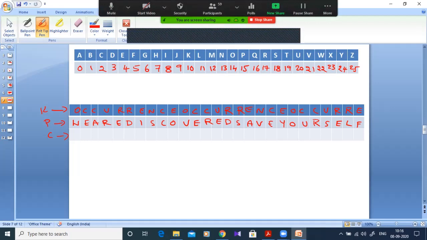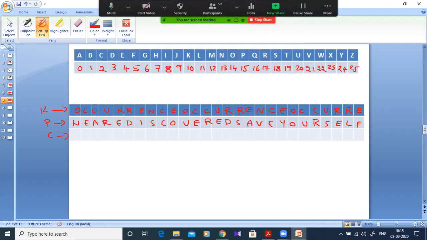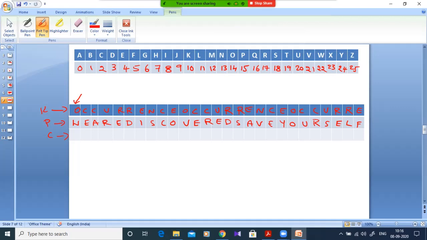See, for C, what is the C? C is 2. 2 plus E. What is E? 4. So 2 plus 4 is 6. Modulo 26, it is 6 only, right? Yes, sir. 6 modulo 26 will give 6. So what is the 6th letter? G.